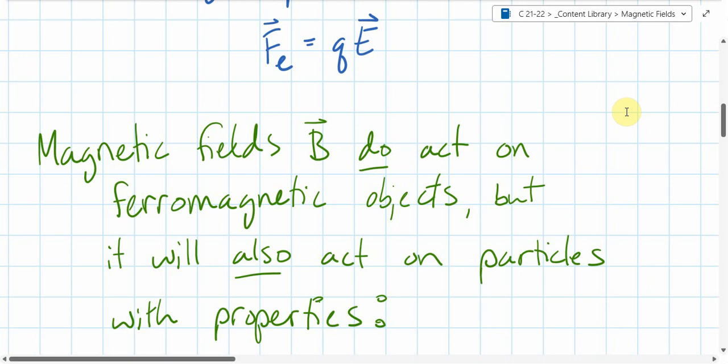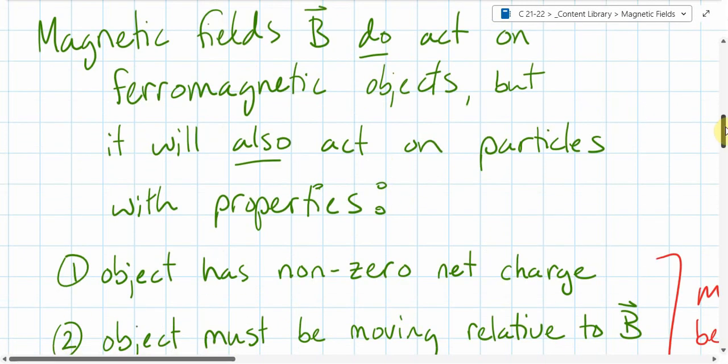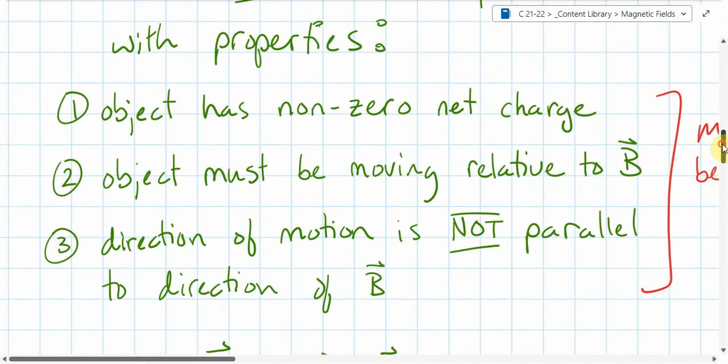Anyway, so a magnetic field does exert a force on magnets, but it will also exert a force on another kind of particle, a particle with these properties. Okay, so I'm going to go over all three of these.